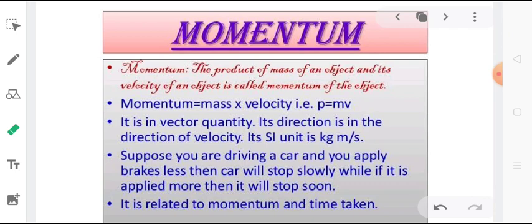So the formula of momentum comes directly from its definition. Momentum equals mass multiplied by velocity. That is P equals m into V. P is the symbol for momentum, m stands for mass, and V obviously is velocity. Now as velocity is a vector quantity, momentum is also a vector quantity whose direction is in the direction of velocity. From the formula, we get the SI unit of momentum as kg meter per second.